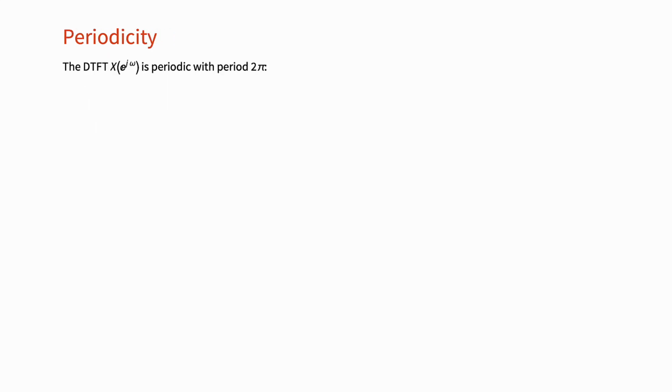The discrete-time Fourier transform X of e to the power j omega is periodic with period 2 pi. If omega is shifted by 2 pi, the Fourier transform will be equal to the expression shown here. Breaking down the exponential term and simplifying, we get X of e to the power j omega. So the Fourier transform is periodic with a period of 2 pi.